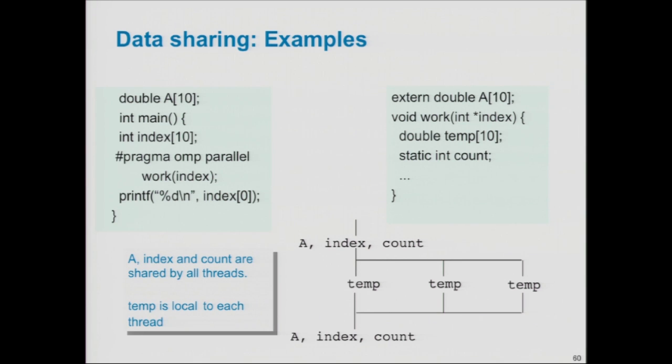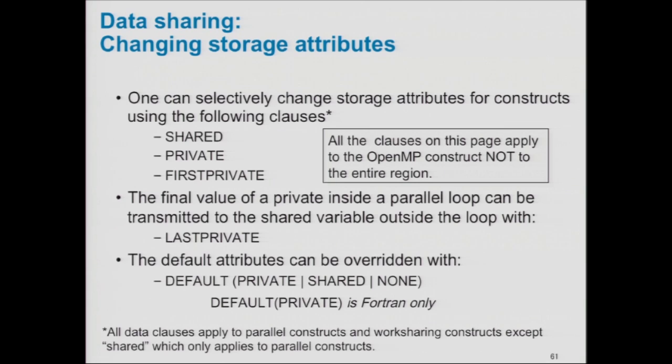Why are they shared? These are global scope, right? They're file scope, and this is static. Temp is local, private to each of the threads. Why? Because it's declared within that function that's executed within that parallel region, all right? And so then graphically, we create these shared variables out here, and we get private variables in each of the threads. So how do we change sharing attributes?